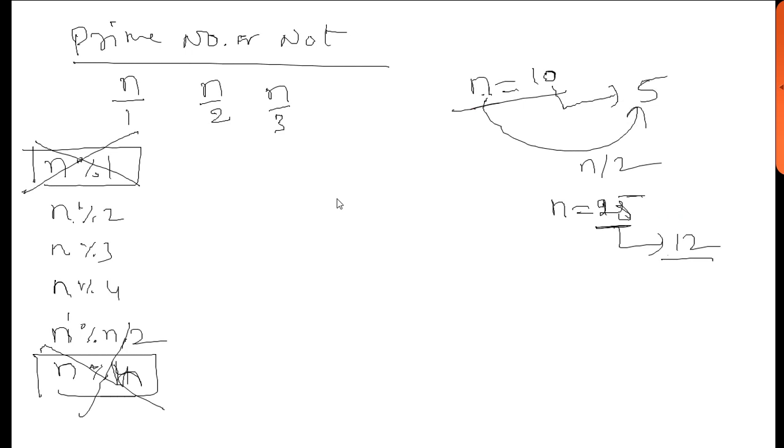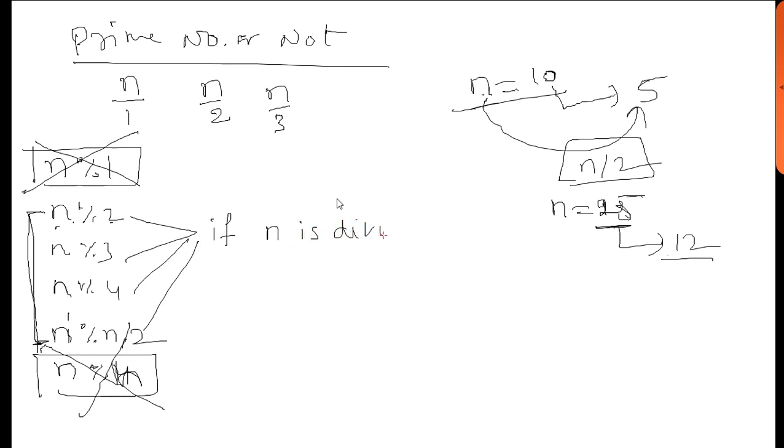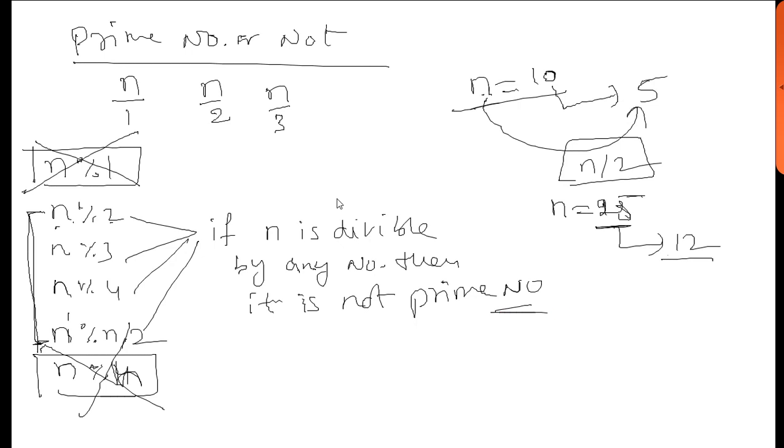For any number, you get the divisible chances up to half of the number only. So what I am doing is dividing the number from 2 to half of the number only. For the prime number logic, you divide the given number from 2 to half of the number. If n is divisible by any one of these numbers, then the number is not a prime number. Otherwise, it is a prime number.